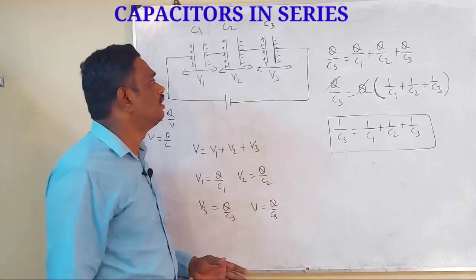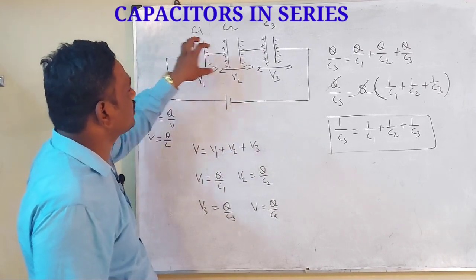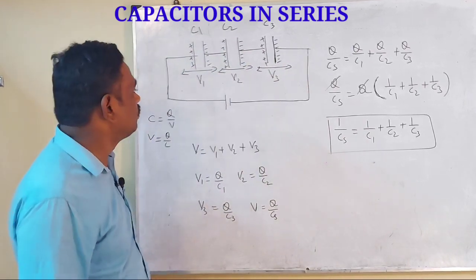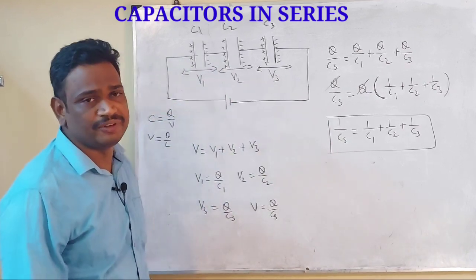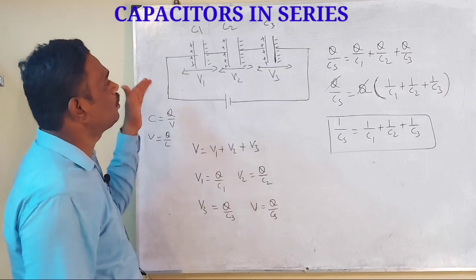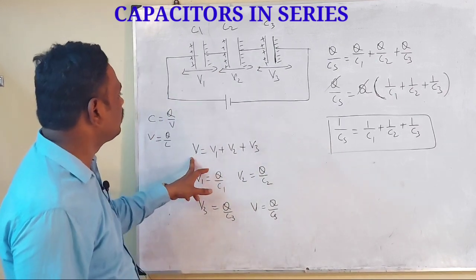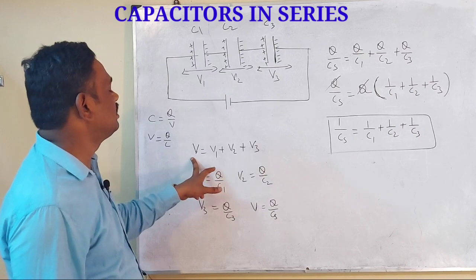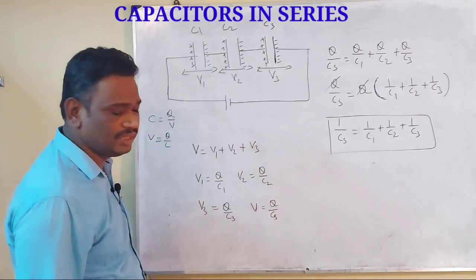In this case, the total charge on each capacitor is the same. The only thing is the potential drop across each capacitor is different. So we are going to find the total potential across these three capacitors. The total potential is equal to V1 plus V2 plus V3.